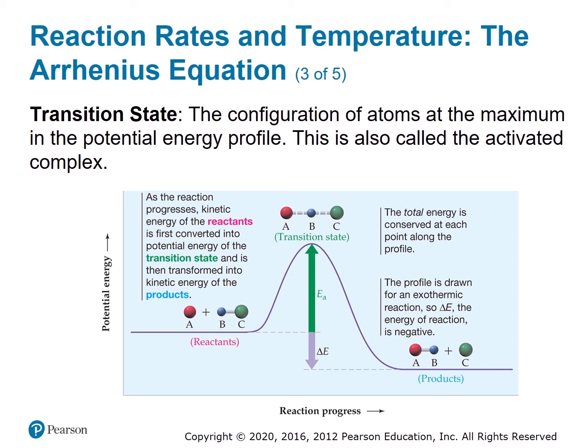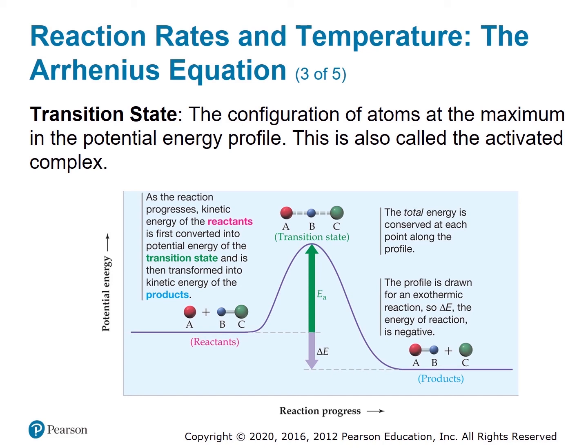The potential energy difference between the reactants and the transition state, shown here in green, is known as the activation energy. This is the amount of energy the reactants need to overcome to actually convert into the products. The energy difference between the reactants and products, delta E, can also be seen. In this example diagram, the products are lower in potential energy than the reactants, so delta E is negative. This tells us that the reaction shown here must be exothermic.